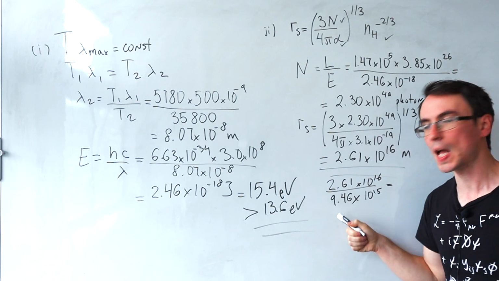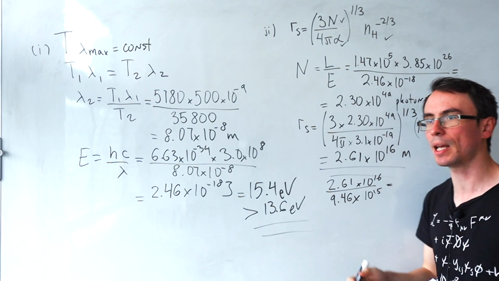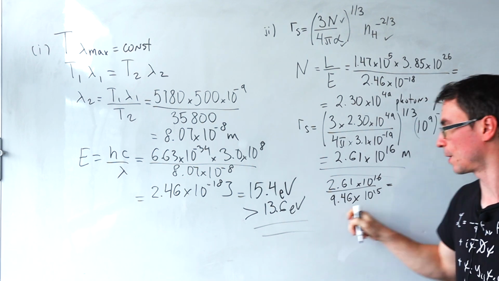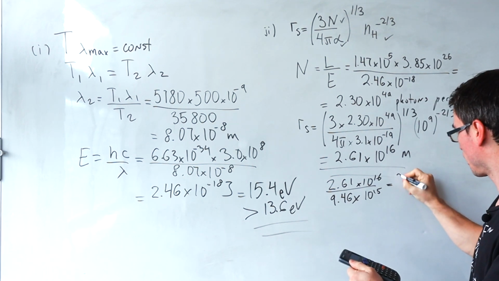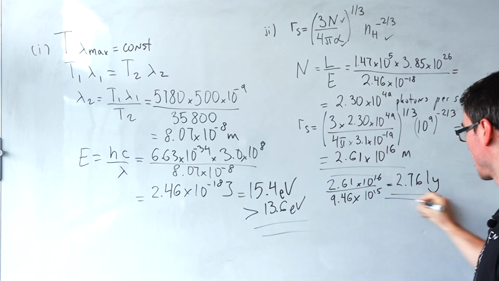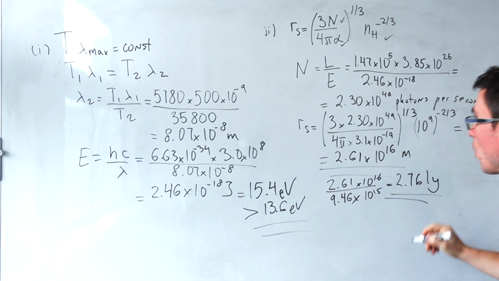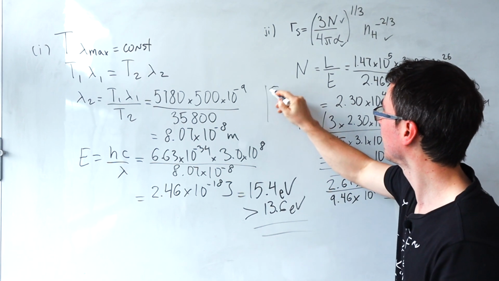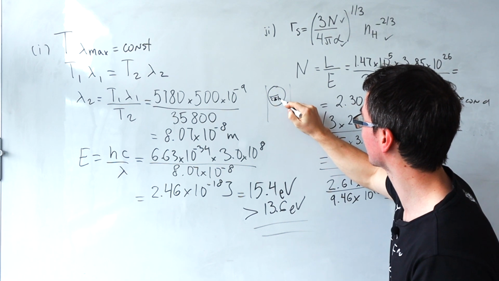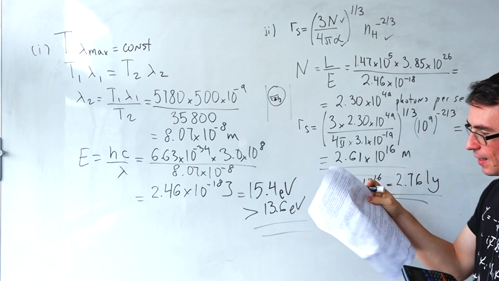Which is the amount of light years in meters, typically given in most exam formula booklets, but if not, you could really easily calculate that as well. Giving me around 2.76 light years. So the bubble within the pillar has a radius of 2.76 light years.